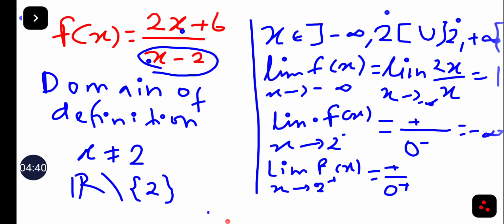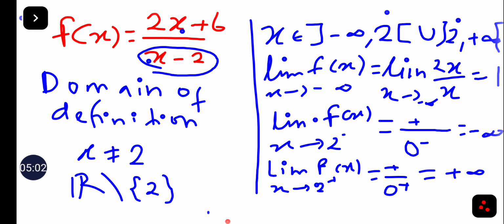Why are we saying 0? Because if you put 2 in the denominator, 2 minus 2 gives us 0, and a number divided by 0 is infinity. So positive divided by 0 here will give us positive infinity. So we have obtained the limits at the boundaries of the domain of definition.